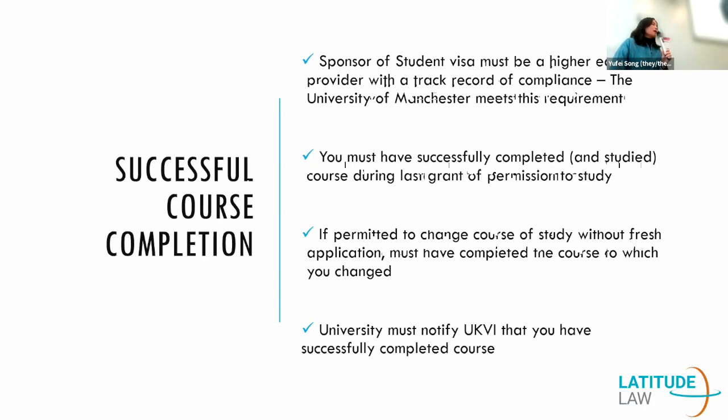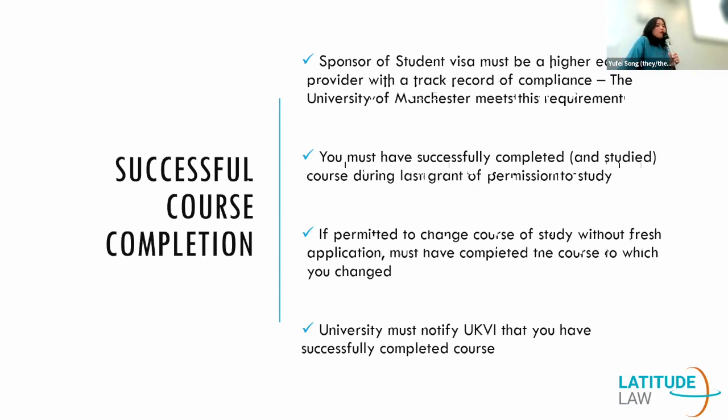So what this means, for example, if you have achieved a bachelor's degree, and then you go on to study a master's degree, and you got a new student visa for your master's degree, and unfortunately, you failed your master's degree, and you want to apply for a graduate visa relying on your bachelor's degree, this is not allowed, because you got a new student visa to study your master's degree, and you must have completed your master's degree successfully before you can apply. Does it make sense? Yeah, great, okay.